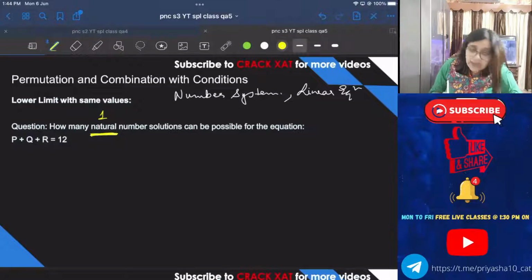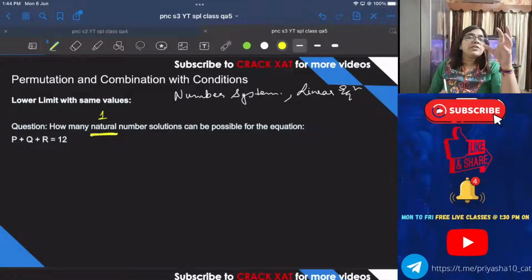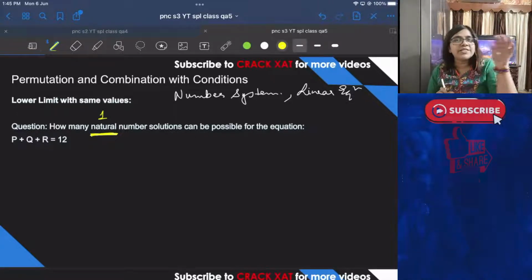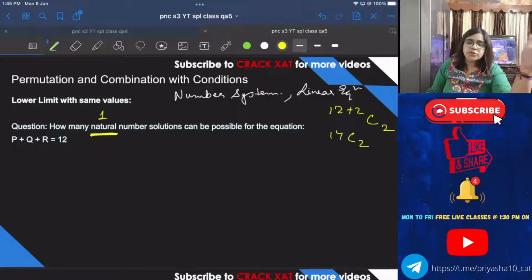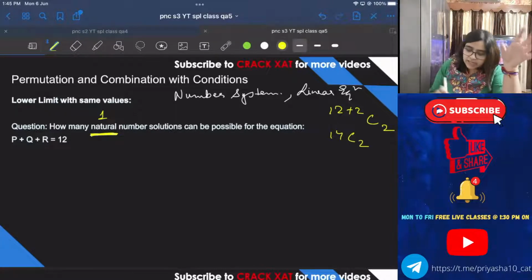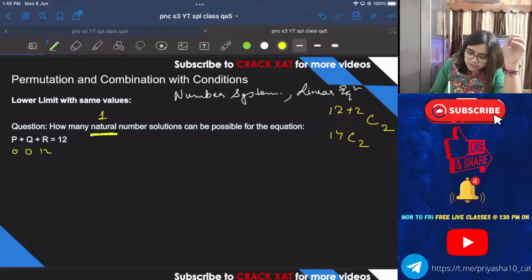That means, according to our previous session, if we had 0, 0, 0 also as a condition, then we would have taken our simple answer as 12 plus 2 C2. That is 14 C2 as my answer. 14 C2 would have been my answer. But do you think that we will be working like this over here? No. The condition of 0, 0, 12 will not be considered. The condition of 11, 1, 0 will not be considered here. So these cases will go away.